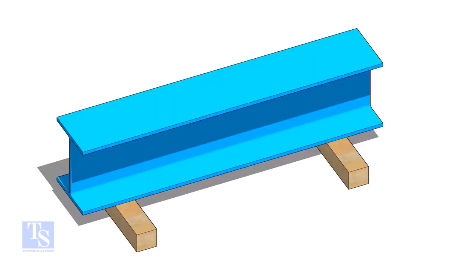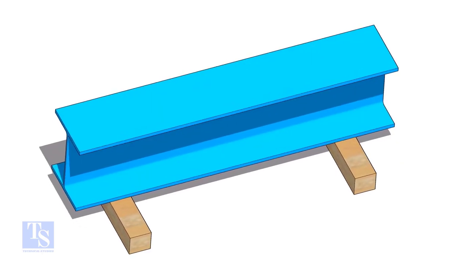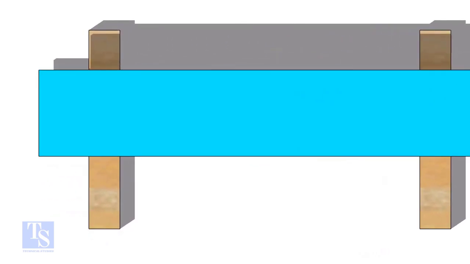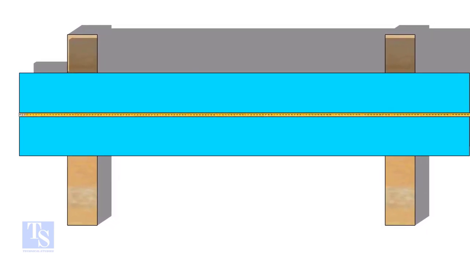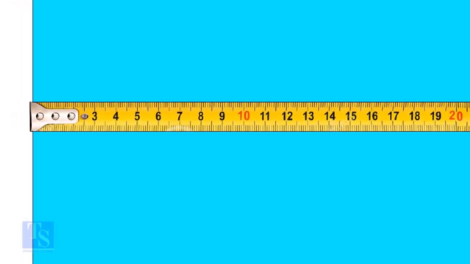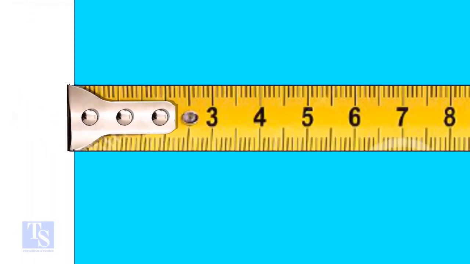If you have any doubt, please comment. Let us check the dimensions of a beam. Hook the tape at one end of the beam and move up to the other end. Read the tape from the beginning, like.